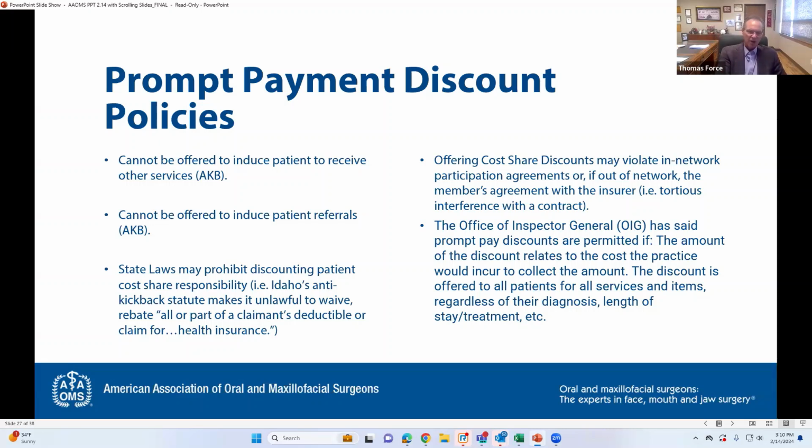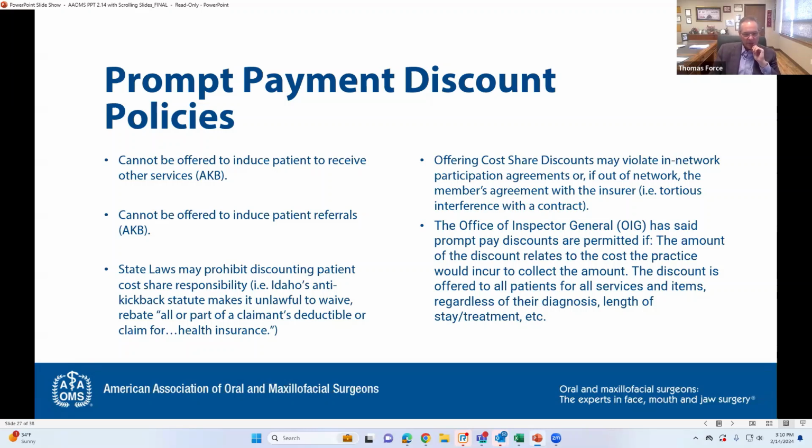Again, those policies need to be in writing. They can't be discriminatory. They have to be posted. All of your policies should be posted on your website and in your office so patients can easily see them. According to the OIG, these policies cannot be offered to induce patients to receive other services. We talked about that. They cannot be offered to induce patient referrals.